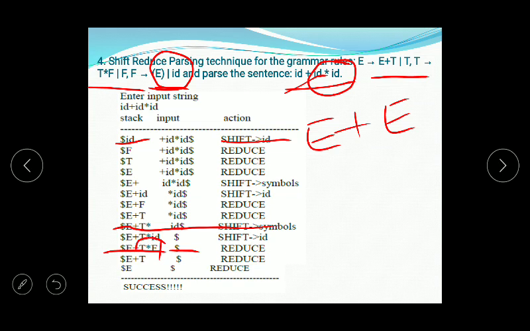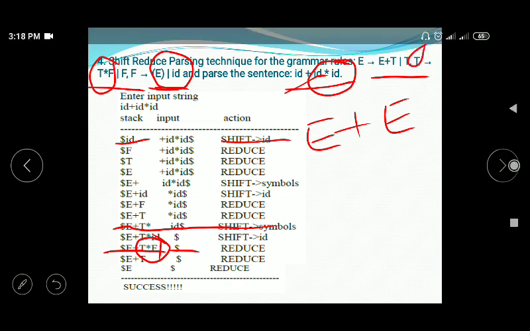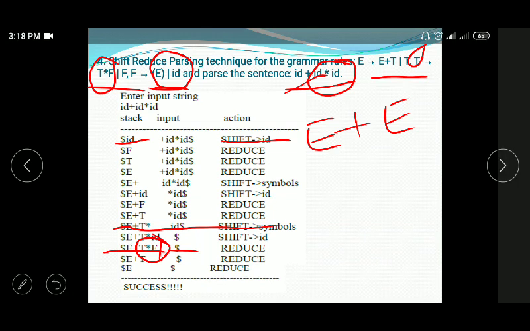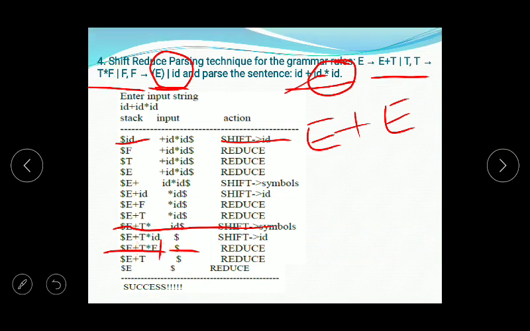So the entire T star F must be reduced by T using this one. T star F will be reduced by T. So T star F is reduced by T in the next step. Observe here, T star F is reduced by T. So we got the next step, E plus T, and finally E plus T will be reduced by E. So this is our last configuration.